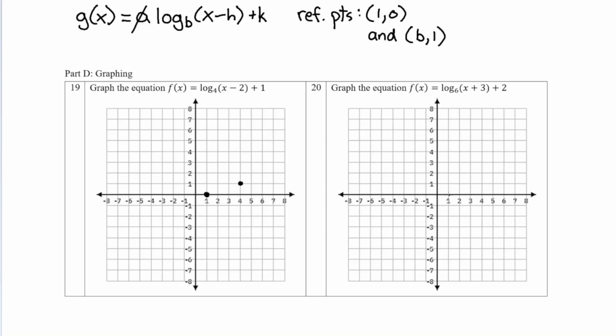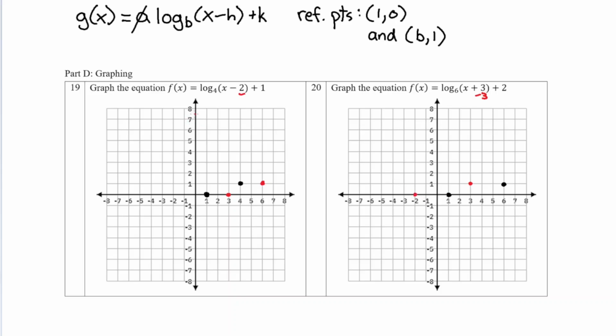And likewise on number 20, we can go ahead and put those reference points in. This time it's base 6. So there are our reference points. And cool, let's get our h and k values. So here we have h of 2, and on the other one we got an h of -3, careful. So I'm going to move both of my reference points right 2 on number 19 and left 3 on number 20. So there they are now, the points are in red.